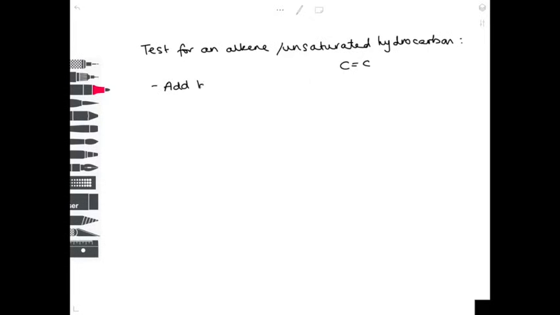Let's touch on a few reactions that you need to be aware of. We could ask you what is the test for an alkene or an unsaturated hydrocarbon. That's actually the same question. So effectively you're testing for the presence of the C double bond C. What you'd write as your answer is that you add bromine water, and in terms of your observations what you would see is that it would go from orange to colourless.